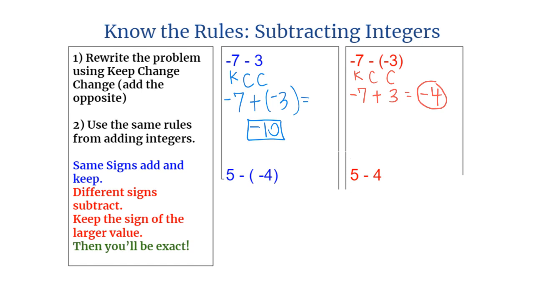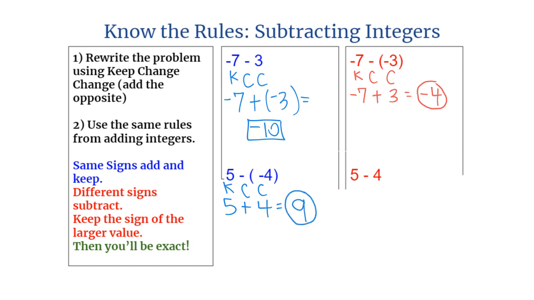I have 5 minus -4 to show keep, change, change. I would keep 5, change subtraction to addition, and -4 to +4. And then you can see clearly 5 and 4 are the same signs, so same signs add and keep. 5 plus 4 is 9, and they're both positive, so my answer is going to stay 9.